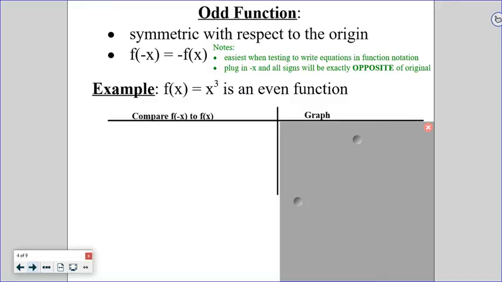Now, in more real-world speak, what does that mean to us? Again, write my function in function notation. I'm going to plug in a negative x. And if I were to identify something as being an odd function, I would have ended up with all exactly opposite signs of the original. So if all the signs flip to the opposite of what they started, it's an odd function.